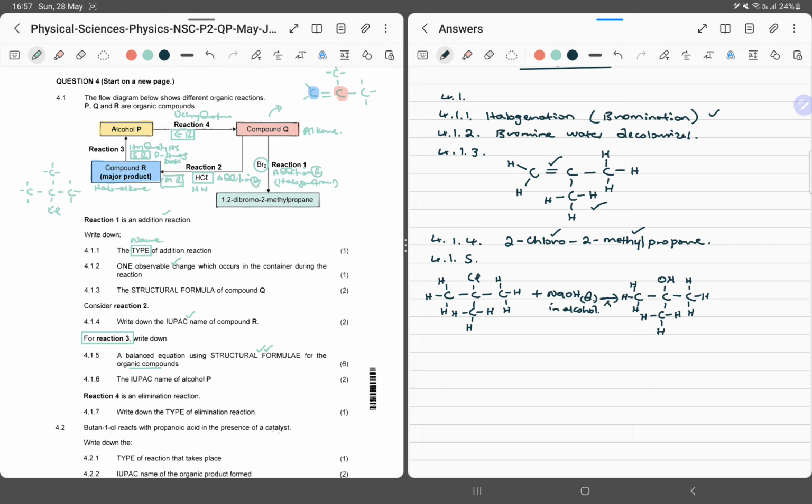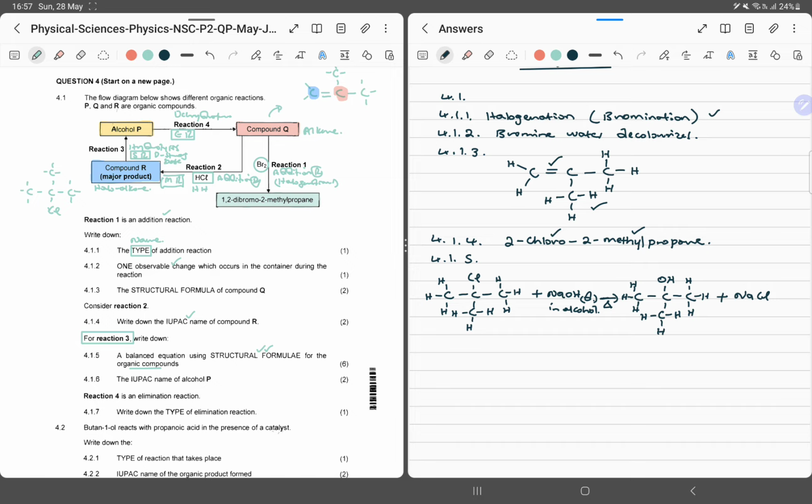Okay, and then of course here, please show that you are heating this thing as well. So what happens now when we lose our chlorine, it will pick up the sodium, so we're going to form NaCl. All right, great stuff. So that is how we sort this one out.